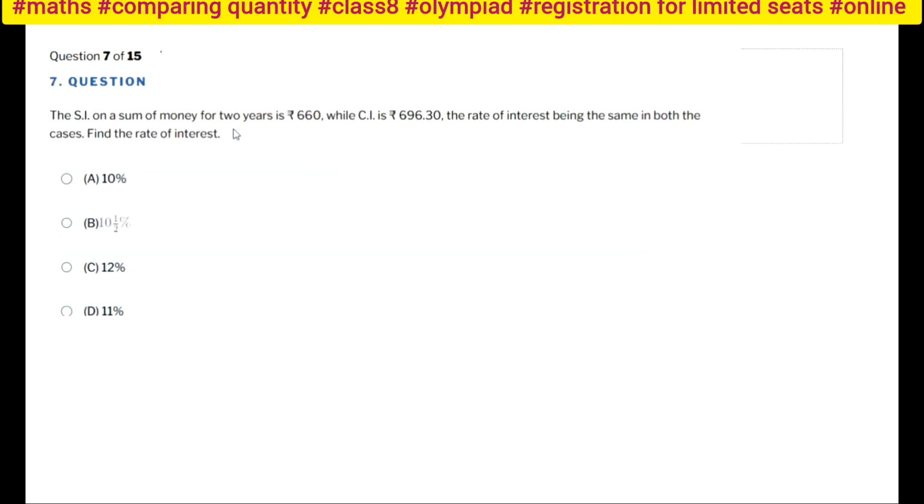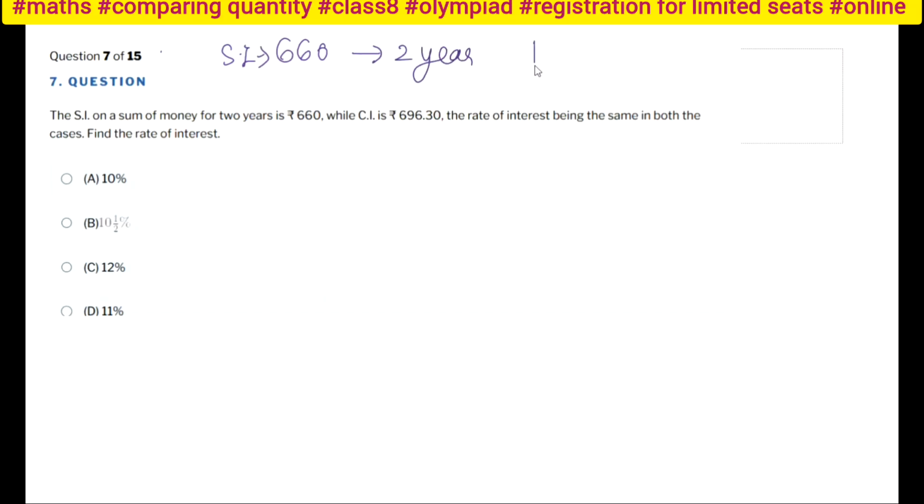The SI on a sum of money for 2 years is 660, while the CI is this, the rate of interest being the same in both cases. So find the rate of interest. They are saying the R is the same. So I will say that the principal is P, the rate is R. SI is applied for how many years? 2 years. So SI is 660, applied for 2 years.